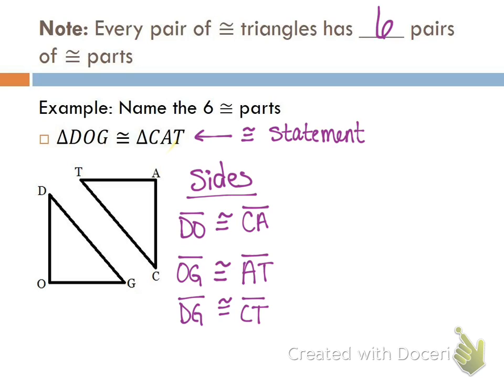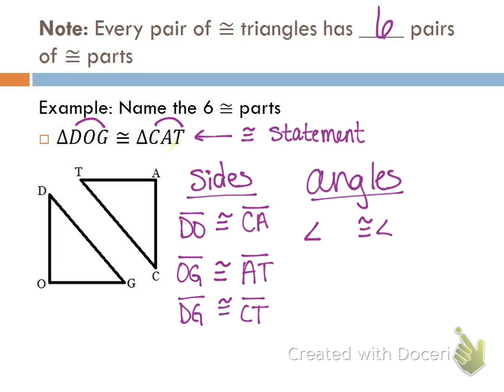So the last one can be the trickiest. You kind of have to look at the first and last letter of both to get that. Next up are the angles. Again, make sure you're putting an angle symbol in front of it. Because this one only has one angle at each vertex, we can just use a single letter to name them. Makes it a little easier.